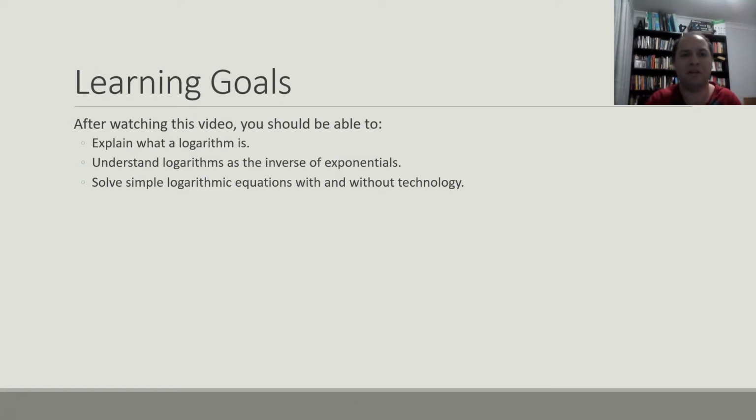After watching this video you should be able to explain what a logarithm is, both mathematically with equations and also with words. Understand that logarithms are the inverse of exponentials, or the opposite of exponentials, in the same way that addition and subtraction are sort of opposites and inverses. And finally, solve simple logarithmic equations both with and without technology.